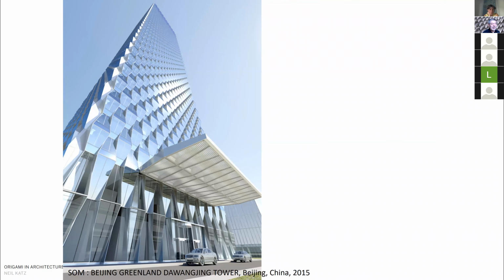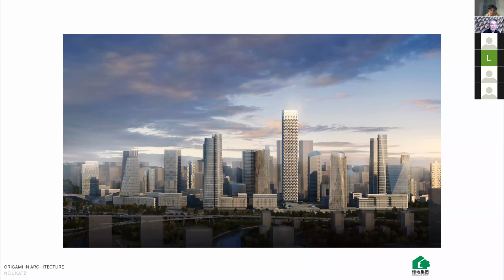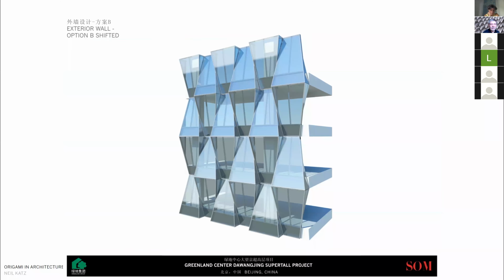This is a more recent project in 2015, the Beijing Tower. And in this case, the form of the building is a simple extrusion. It's a rectangular extrusion. But the facade is made up of these components that are very much origami influenced. And I worked on this project, so I can tell you for sure that there definitely was thought about the influence of origami in this project. Right, here's an elevation of it and a blow up.